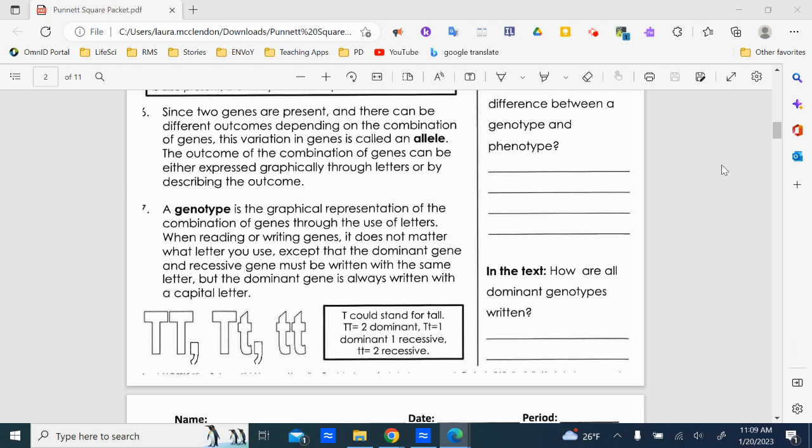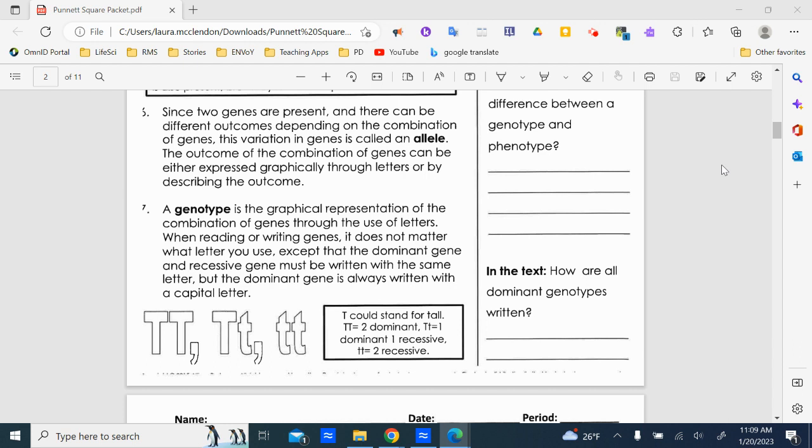7. A genotype is the graphical representation of the combination of genes through the use of letters. When reading or writing genes, it does not matter what letter you use, except that the dominant gene and the recessive gene must be written with the same letter, but the dominant gene is always written with a capital letter.